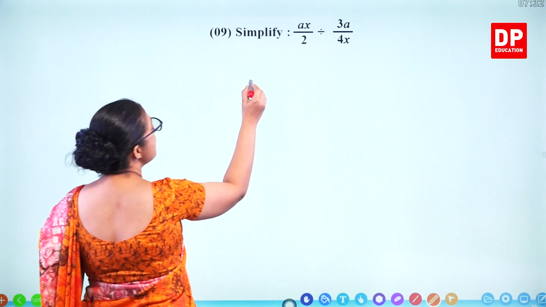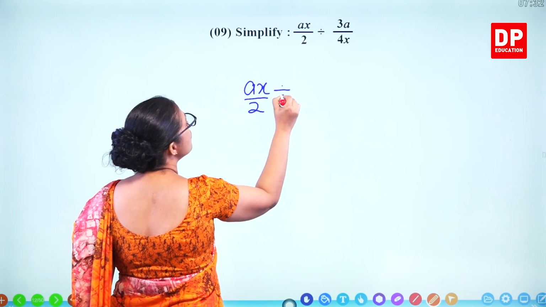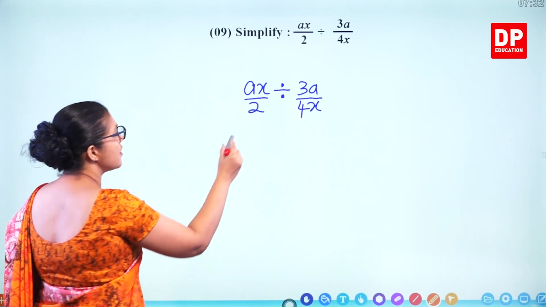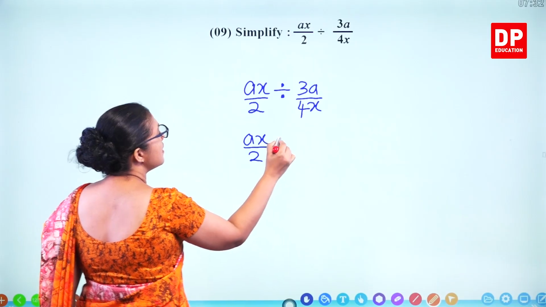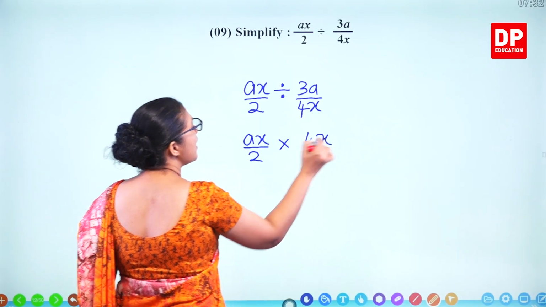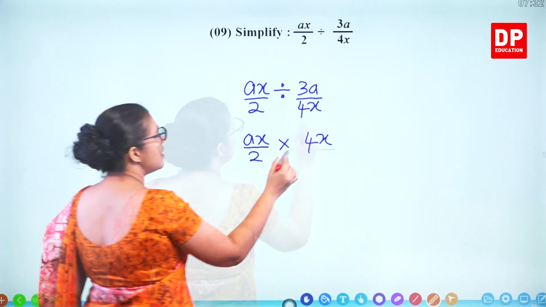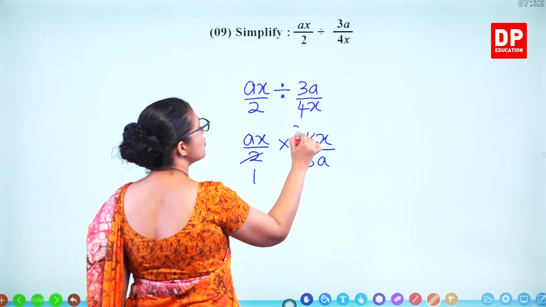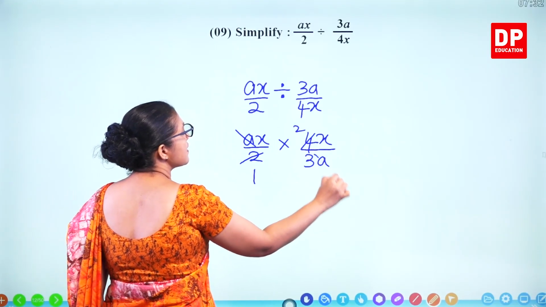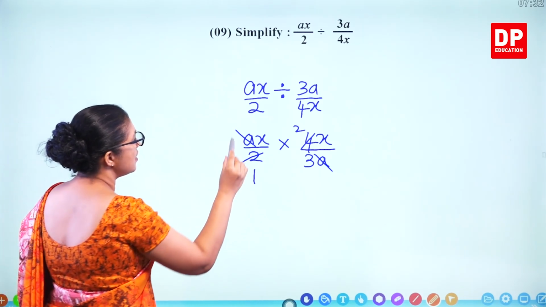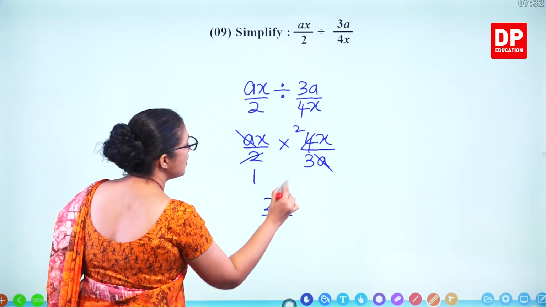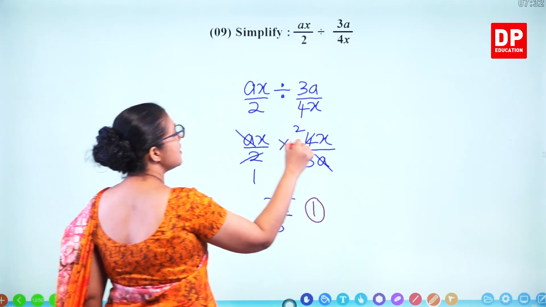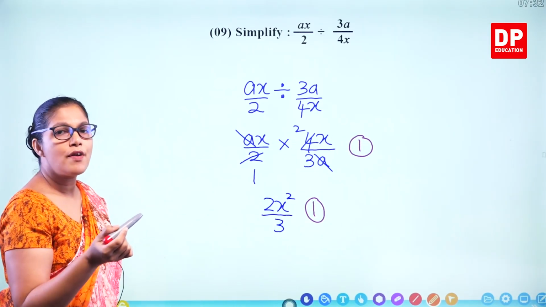Simplify. This is division. So what you do for division? You take multiplication and the reciprocal of the second fraction. So you take the first one as it is. This one multiplication, reciprocal. That means denominator goes to the numerator. Numerator comes to the denominator. Now simplify. 2 times 1. 2 times 2. A get cancelled out. So you get 2x squared over 3. So 2 marks, 1 mark for the final answer, 1 mark for this step, taking the reciprocal.